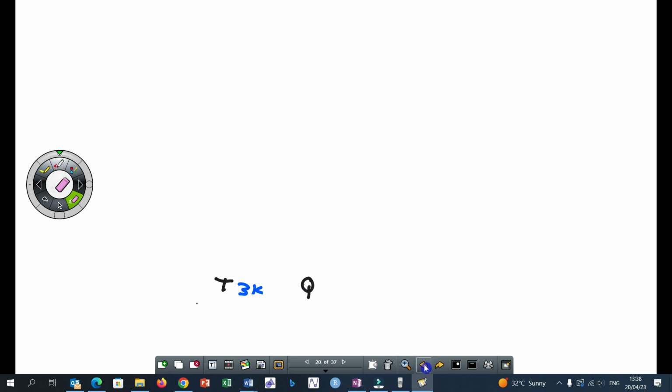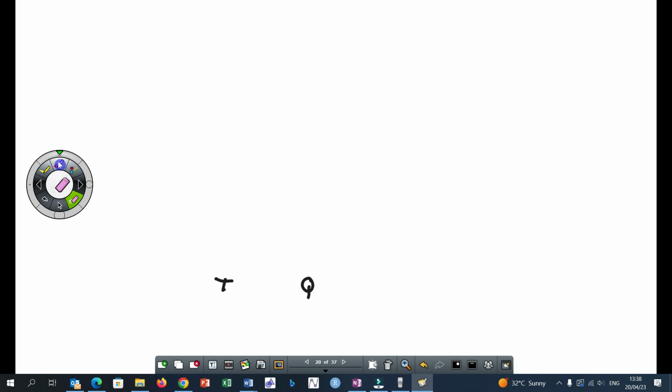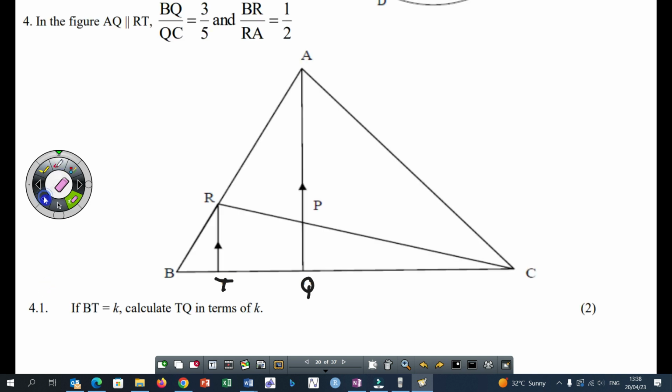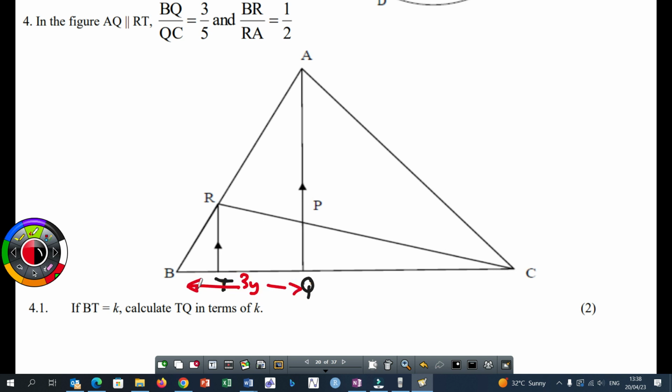If you use K yourself, it's fine, but I don't want to use K. Please remember, K is just a constant, so you can use any other letter, it won't make a difference. I don't want to have a conflict with this K here. So I'm going to call it 3Y. And then this one here, I'm going to call it 5Y.